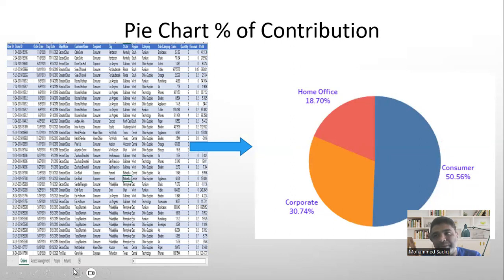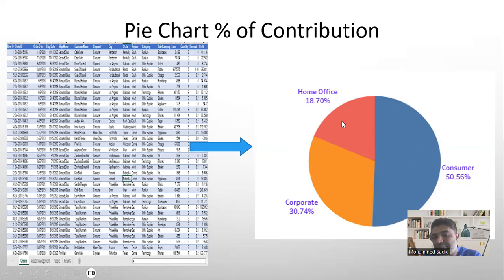So mainly we use this particular pie chart when you want to see the individual values' contribution to the grand total. Whatever the total sales is, how much percentage of the sales is being contributed by the consumer segment, how much by the corporate segment, how much by home offices. So you want to get those kinds of analysis. With the help of this, we can easily come to know that consumers have done more than half of the sales.